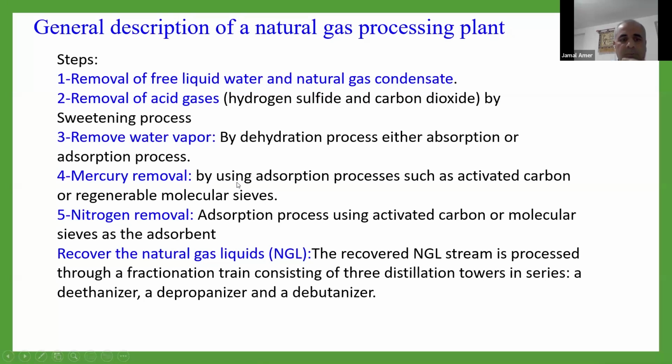Mercury removal: some gas doesn't have mercury, so it doesn't require this process. Nitrogen removal by an adsorption process using activated carbon or molecular sieves as adsorbent. Recover the natural gas liquids, NGL.